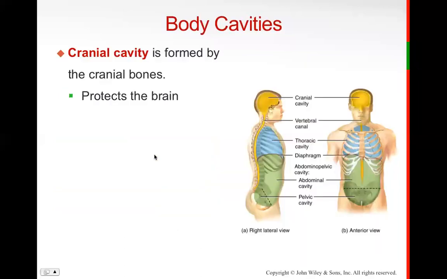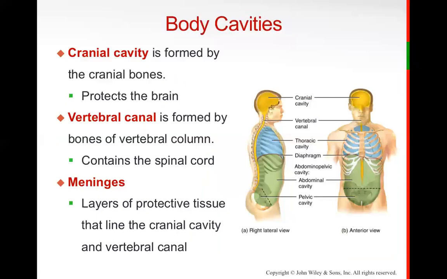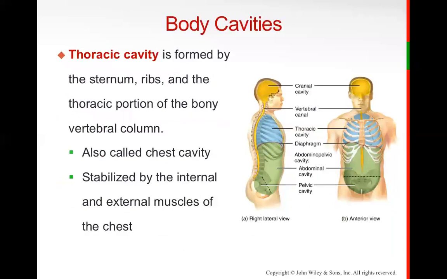Now, the cranial cavity, as I said, is formed by the cranial bones. It protects the brain. The vertebral column forms the vertebral canal, which contains the spinal cord, and there are layers of meninges in both. They are continuous, and we will discuss these when we get to that system. Now, the thoracic cavity is formed grossly by the sternum and ribs, as well as the bottom part being the diaphragm, also referred to as the chest. There are many muscles here that are stabilizing this cavity.